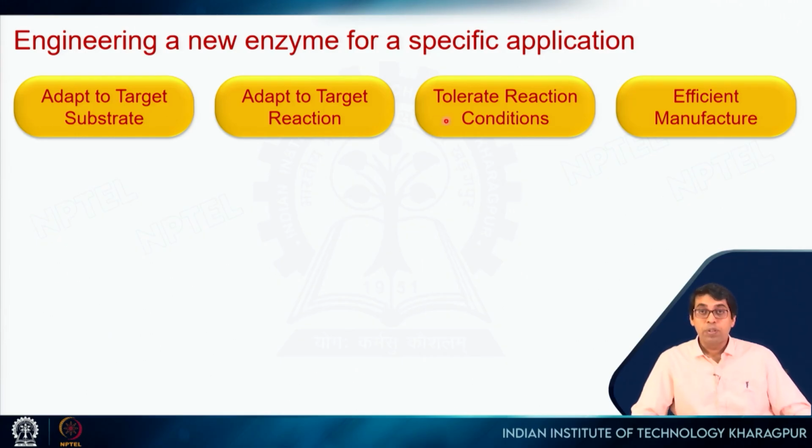You may also want to design your enzyme so that it can tolerate certain reaction conditions like high pH, high temperature, extreme pH, acidic or basic pH, and things like that. And you can also engineer an enzyme so that it becomes very efficient to manufacture, right? So that it can be easily purified, it can be stored for a long time.